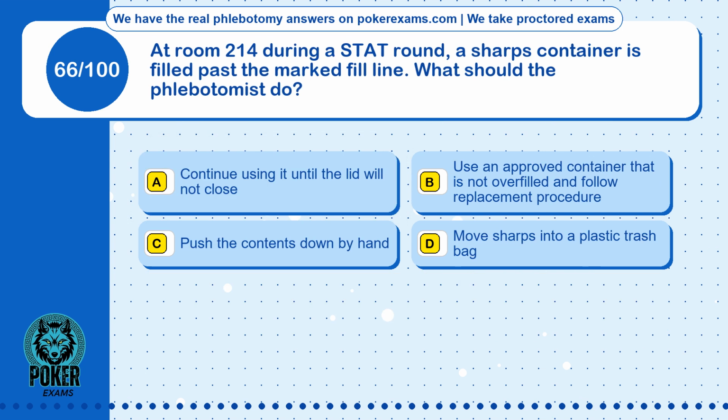Question 66. At room 214 during a stat round, a sharps container is filled past the marked fill line. What should the phlebotomist do? Option A, continue using it until the lid will not close. Option B, use an approved container that is not overfilled and follow replacement procedure. Option C, push the contents down by hand. Option D, move sharps into a plastic trash bag.